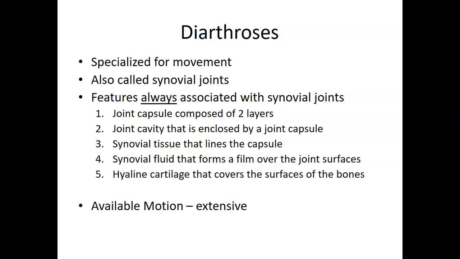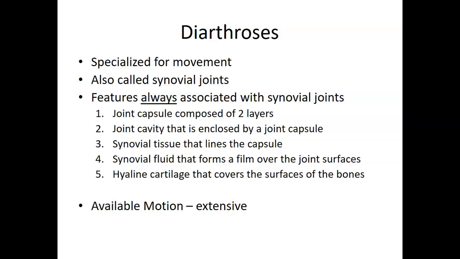The joint capsule has to have 2 layers. The joint cavity is enclosed by a joint capsule. That joint capsule encloses the synovial tissue, and that synovial tissue has synovial fluid that bathes the joint surfaces. And the other aspect is the hyaline cartilage that covers the surfaces of the bone and gives us the freedom of movement. Lots of motion available in these joints.